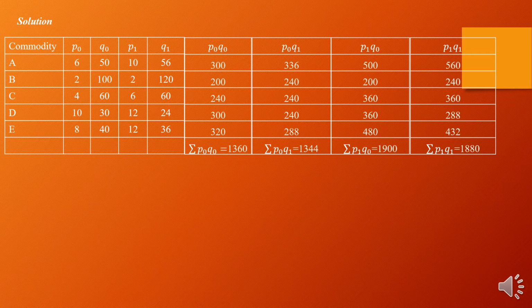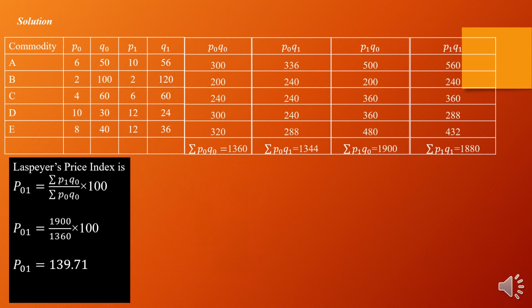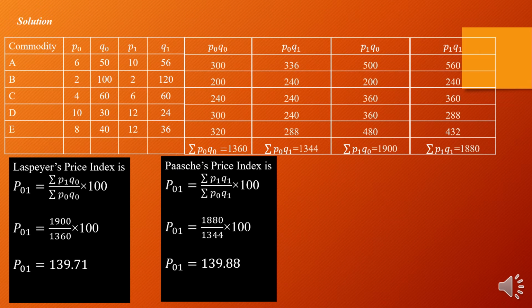The first one is Laspeyres' method. Okay, the formula is this. So P01 is equal to summation P1 Q0 divided by summation P0 Q0 into 100. So sum of P1 Q0 as per the table it is 1900, and sum of P0 Q0 in the first column, it is 1360. So the answer is therefore 139.71.